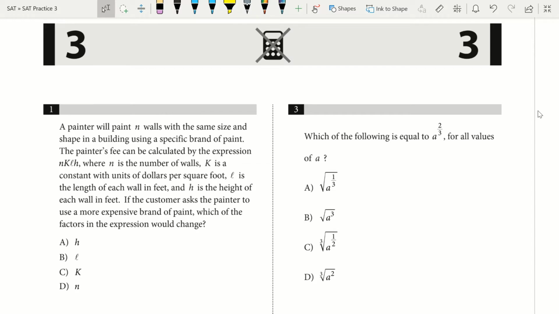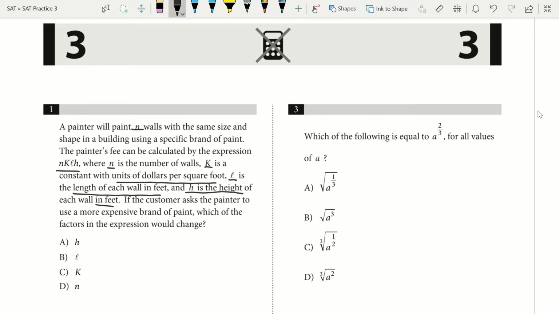Now, let's get started. Question 1. A painter will paint n walls with the same size and shape using a specific brand of paint. The painter's fee can be calculated by the expression NKLH, where N is the number of walls, K is a constant with units of dollars per square feet, L is the length of each wall in feet, and H is the height of each wall in feet.